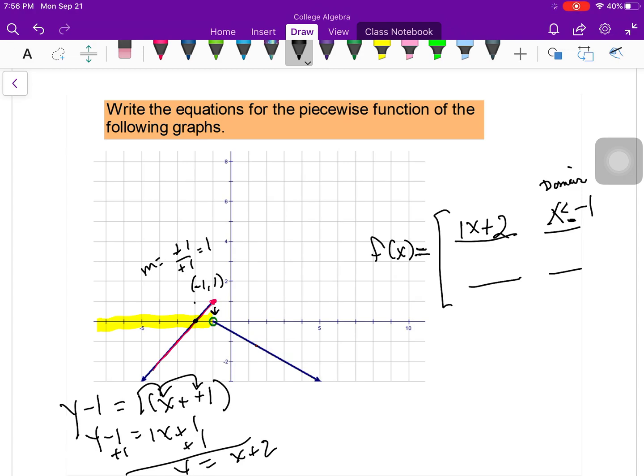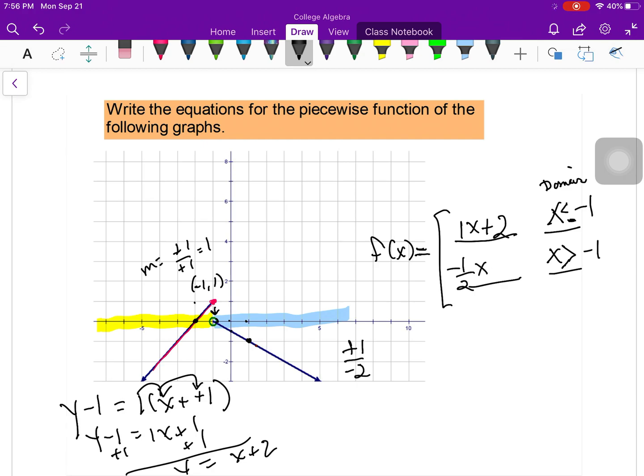Now I'm going to do the same thing with the other one. If I look at this green open circle, it is at -1 as well. This time, they're the values to the right that give me this green circled piece. So that will be x is greater than -1, but no equal bar because it's open. Now I need my slope. I'm going to count from here to here. Up 1, left 2. So that is a -1/2 slope times x.